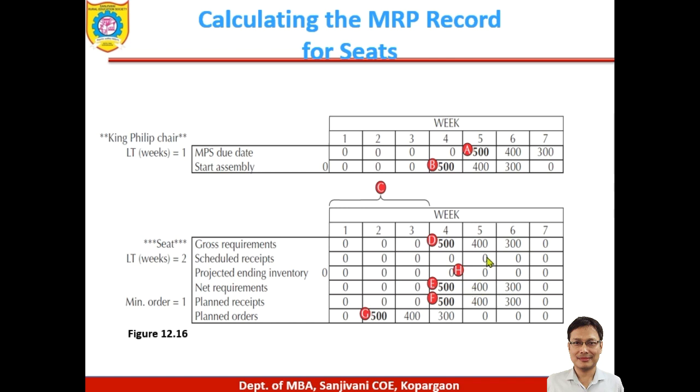Likewise for week number 5, we have a gross requirement of 400 units. We have to check whether we have previous inventory on week number 4. Projected inventory for week number 4 is 0. So the net requirement becomes 400, 400 minus 0 is 400. And so the planned receipt will be 400, and the planned order will also be 400.